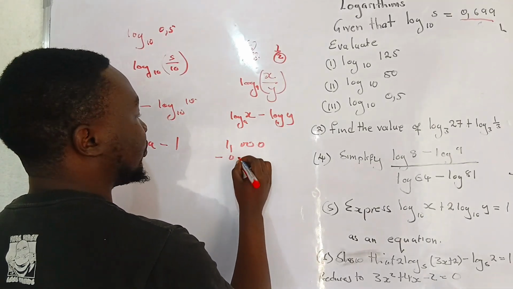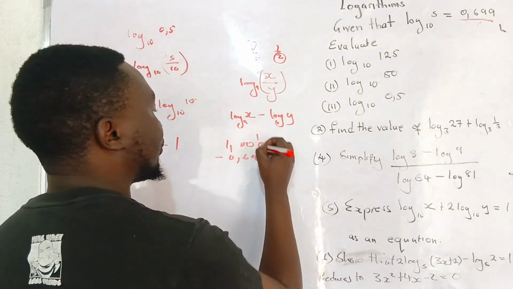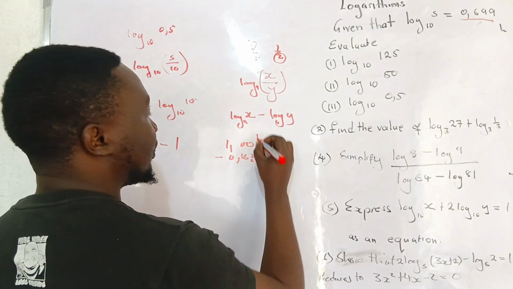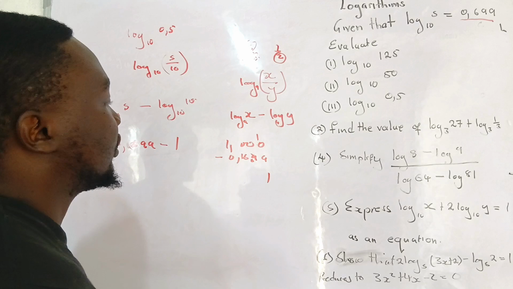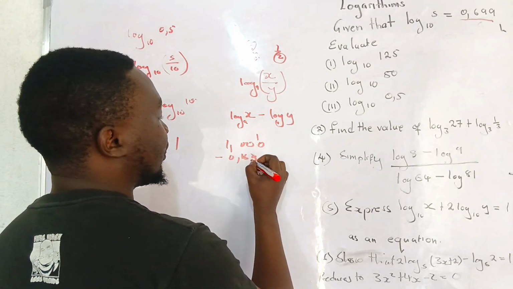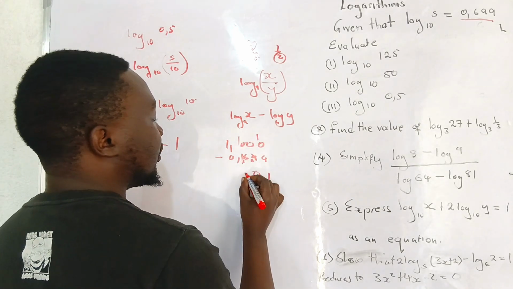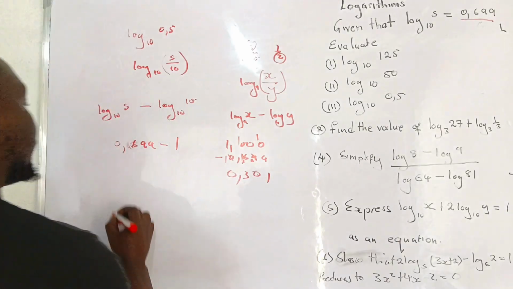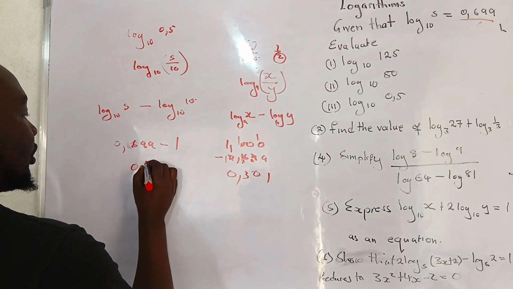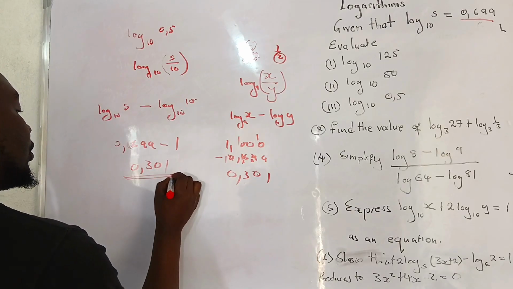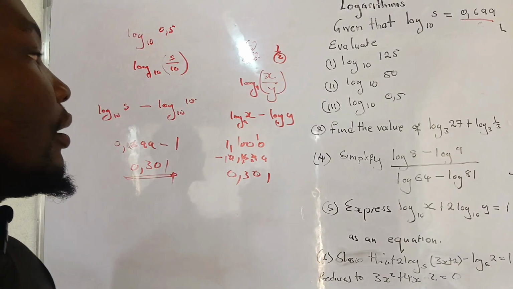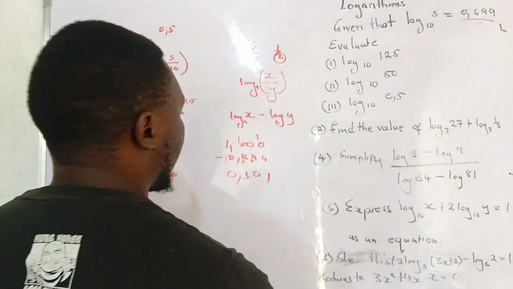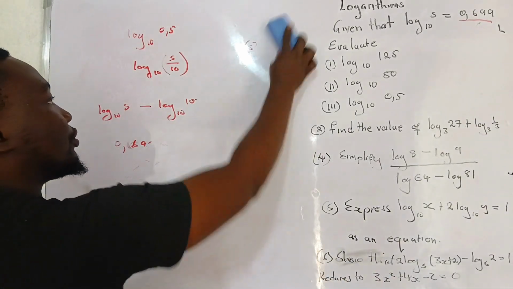So 1.000 minus 0.699. Borrowing from the 1 here gives you 10, so 1 here, 0, and this comes 7, 3, 1. So you have 0.301 as your answer. So let's move on to question 2.